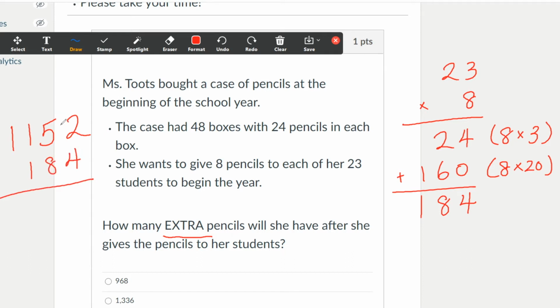2 minus 4, we can't do it, so we have to borrow. 12 minus 4 is 8. 4 minus 8, we can't do it, so we have to borrow. 14 minus 8 is 6. 0 minus 1, we can't do it, so we borrow. 10 minus 1 is 9. So we know that altogether she still has 968 pencils.